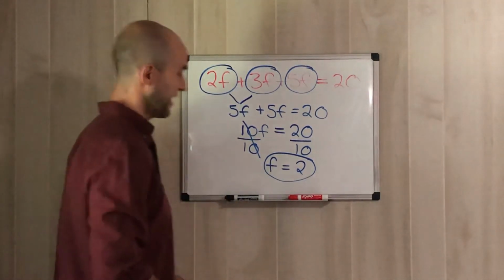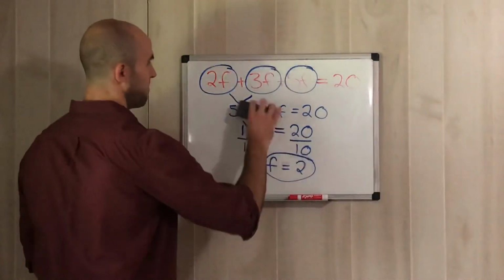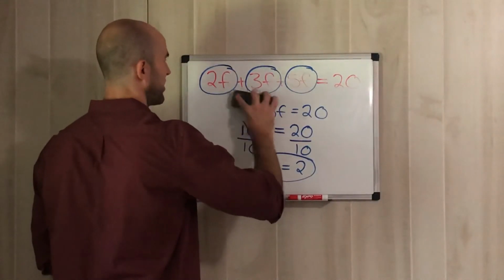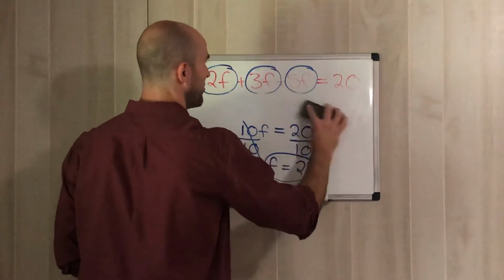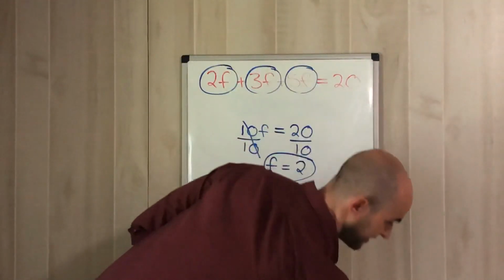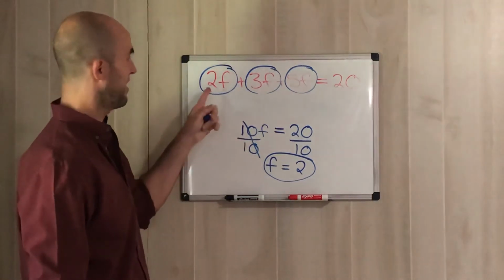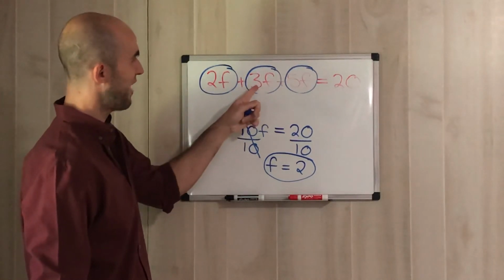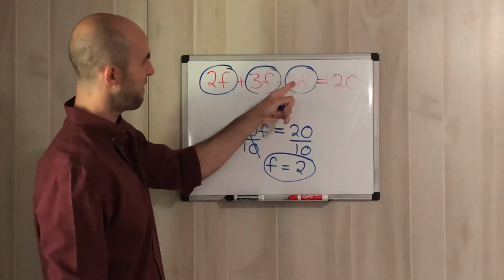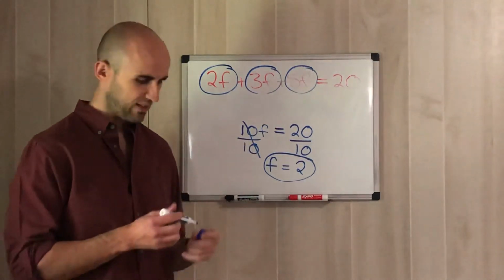That's it. And again, if you don't like seeing this step, because I think that some people are looking at this and trying to figure out why I would do that, it's completely unnecessary. If you want to just combine everything the way that you can, feel free. Because again, 2f and 3f is 5f. 5f plus another 5f is 10f. And then it's just doing it the same way.